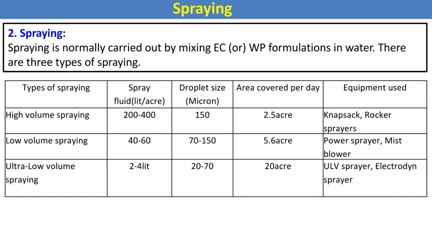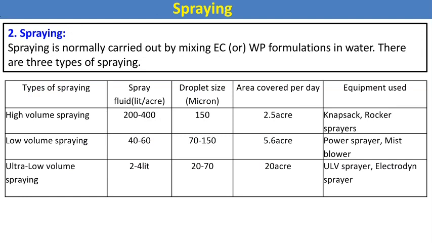But basically, there are three types of spraying: high volume spraying, low volume spraying, and ultra low volume spraying. These three types of spraying are done with different equipment. The knapsack sprayer and rocker sprayer can be used for high volume spraying.